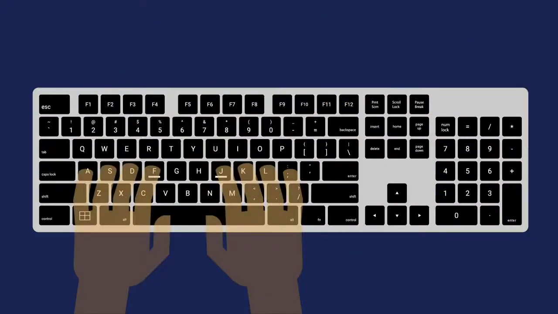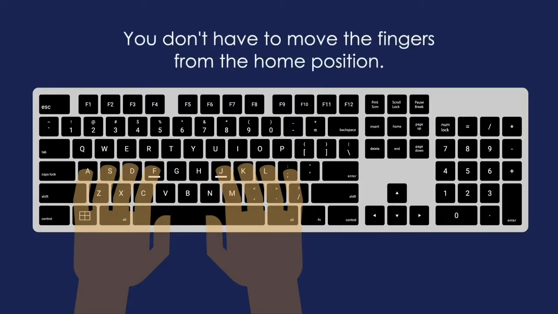Type each key from left to right. Type each letter covered by the fingers in the home position going from left to right. A, S, D, F, J, K, L, semicolon. You shouldn't have to move your fingers from their home position. Just press the keys they are resting on.